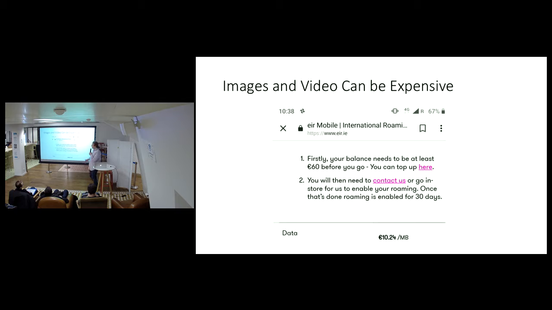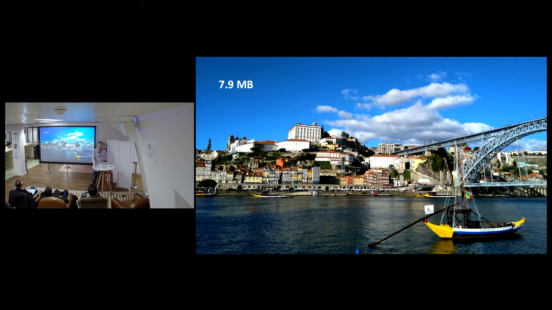I've got an Irish SIM, and I just recently was going to Russia, and I was like, I wonder how much it'll cost me to go to Russia. And roaming in Russia is €10.24 a megabyte. And we'll see some websites later on in the talk where we'll use this Russian conversion to see how much money this would cost me, because that's pretty expensive. Especially when you start thinking about, this is an 80 euro image, right? This is Porto in Portugal, and it's 7.9 megabytes.